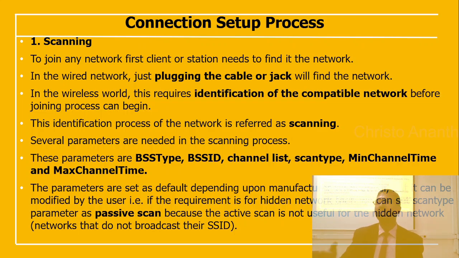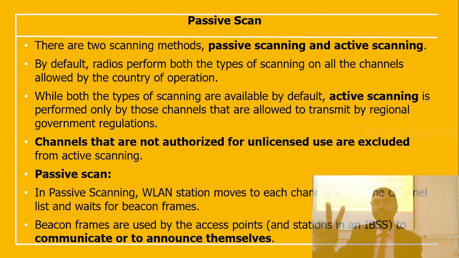Suppose we establish some connection, and maybe after 5 minutes you are not connecting, then it will close down. Immediately it will switch off. The parameters are set as default depending on the manufacturer's Wi-Fi driver, but they can be modified by the user. If the requirement is for a hidden network, then we can set the scan type as passive scan, because active scan is not useful for a hidden network, which means networks that do not broadcast their SSID. There are 2 types of scanning: active scanning and passive scanning.